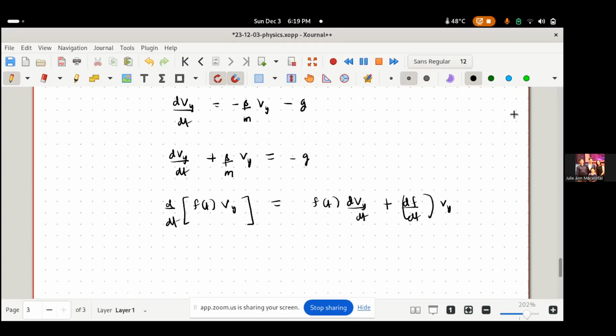So what I'll do is multiply by an unknown function on both sides. It's not arbitrary; it's something that we need to find. The function we're looking for must satisfy that when I multiply it on both sides, the left-hand side can be written as the derivative of a product.